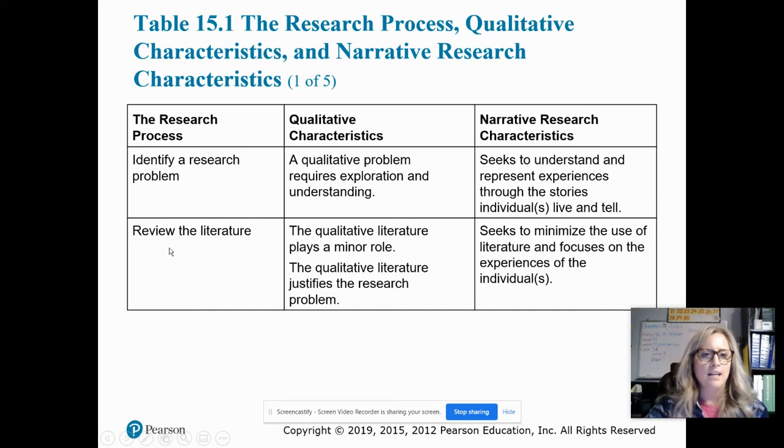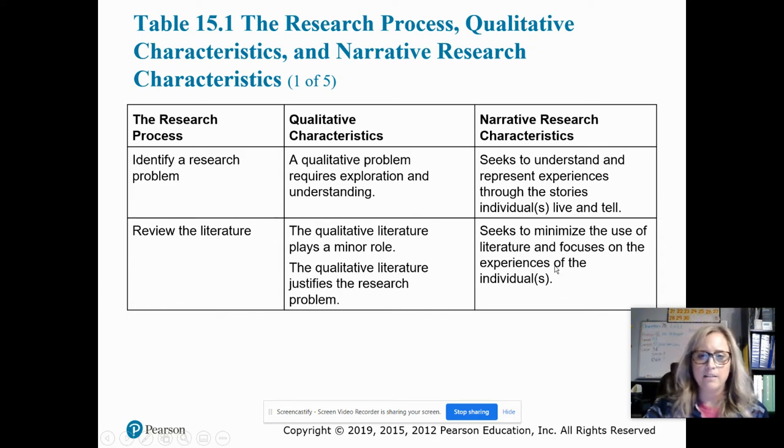Okay, and then whenever you did your literature review, the qualitative study plays a minor role. Okay, the qualitative literature justifies the research problem. For narrative research, it seeks to minimize the use of literature and focuses on the experiences of the individuals. So they're taking a step back from that literature component being a driving force. Okay, so well, in quantitative studies, it would be a driving force. Qualitative, it takes a minor role, and then even less so whenever you're doing the narrative research characteristics.